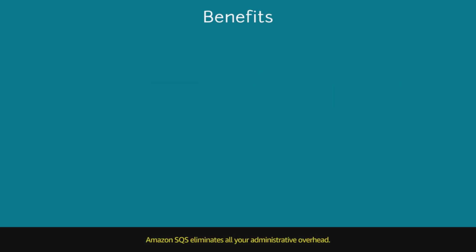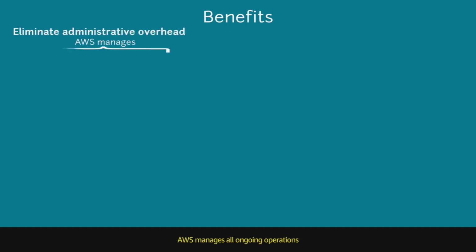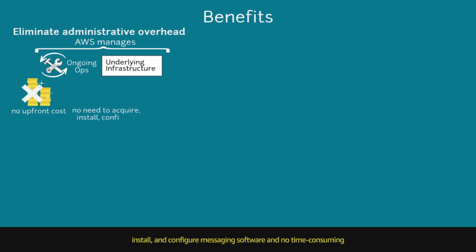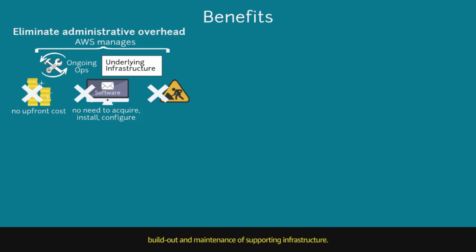Here are the key benefits. Amazon SQS eliminates all your administrative overhead. AWS manages all ongoing operations and underlying infrastructure needed to provide a highly available and scalable message queuing service. With SQS, there is no upfront cost, no need to acquire, install, and configure messaging software, and no time-consuming build-out and maintenance of supporting infrastructure.